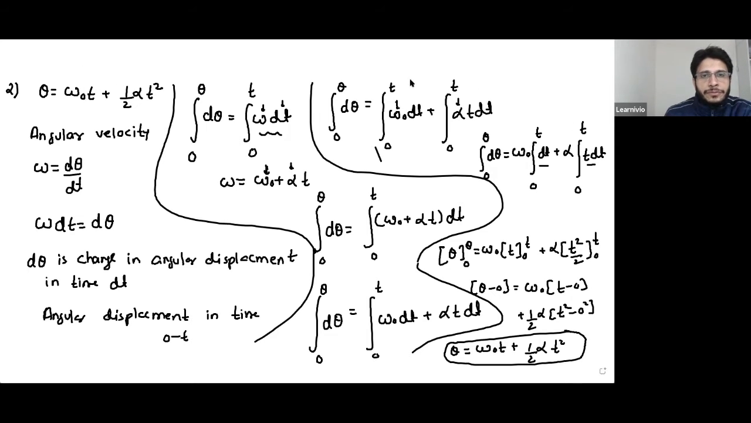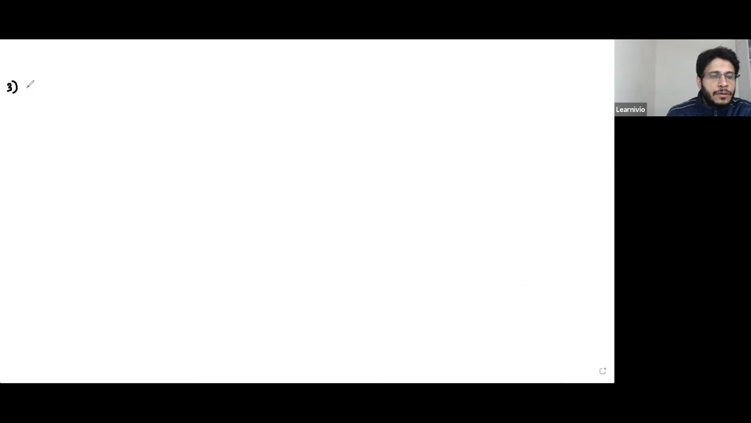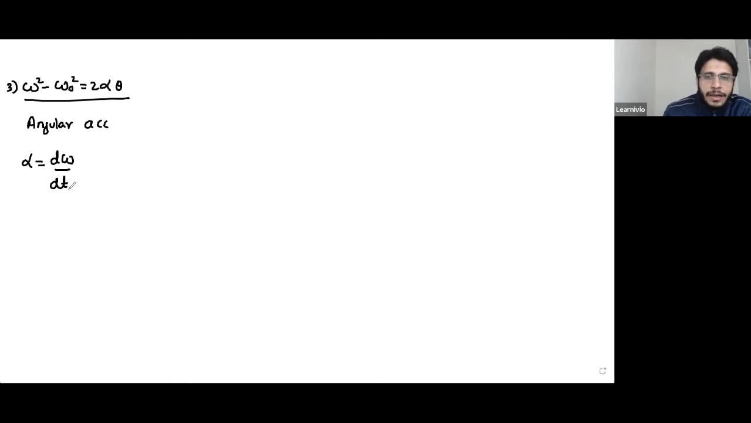Okay, next take the third equation: omega square minus omega naught square is twice alpha theta. For this equation, you can start with the definition of angular acceleration. Angular acceleration alpha is d omega over dt. But the problem here is that this equation doesn't have time. It's independent of time, but here you are getting time. So somehow you have to eliminate time from this equation.